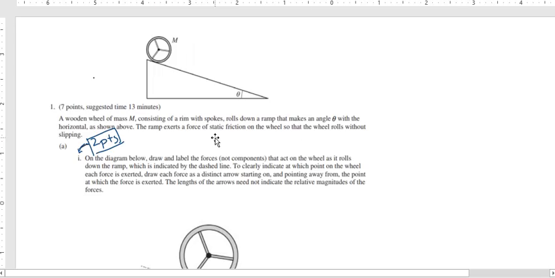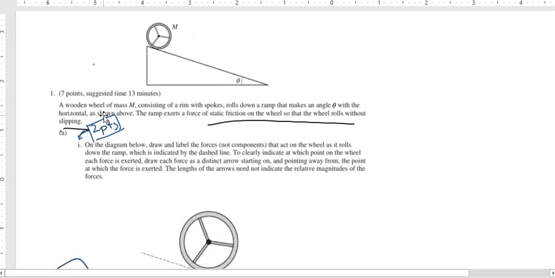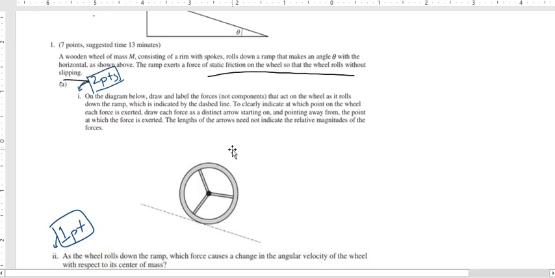The ramp exerts a force of static friction. That seems incredibly important. Static friction on the wheel so that the wheel will roll without slipping. If it did not have static friction, it would just slide down, just like the box ramp thing we've been doing. All right. On the diagram below, draw and label the forces, not the components.